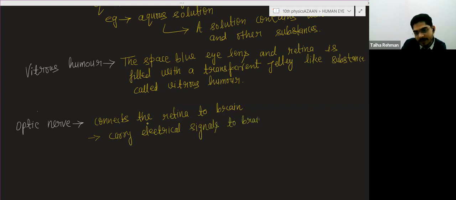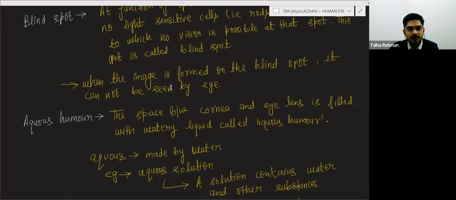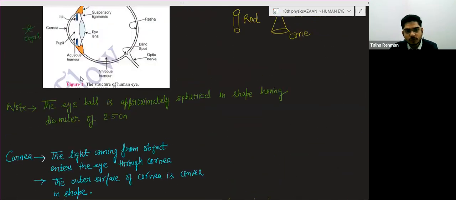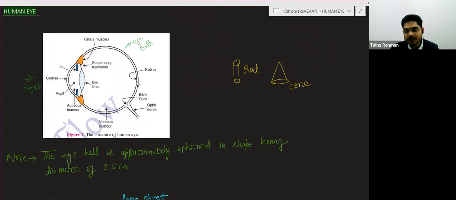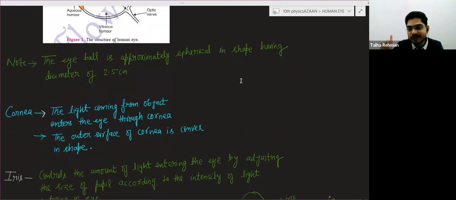And from where do we get the electrical signal? See here, due to this cornea and this eye lens, the image is formed on the retina, and the retina has light-sensitive cells. What is the function of the light-sensitive cells? To convert the image that is forming on the retina into electrical signals, and those electrical signals are sent to the brain through this optic nerve. Basically, electrical signal is a type of electrical energy, you can say. I am not going into that detail. This much is enough for you.